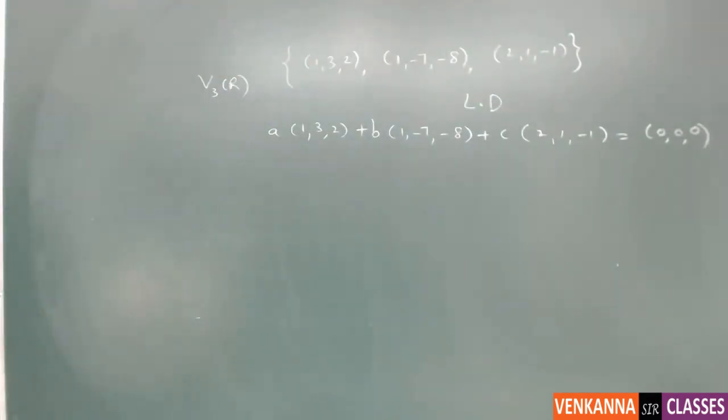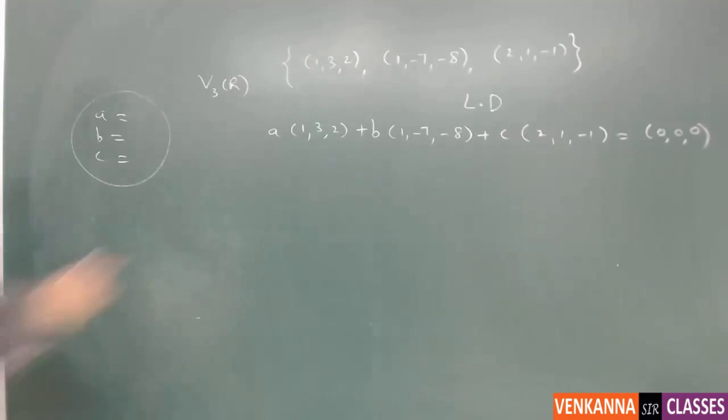So if I am able to find non-zero values for A, B, C, then I am done, because the linear combination is giving 0 for me and I can find non-zero values in place of A, B, C. So it satisfies the definition of linear dependence. Therefore, the given set is LD. Now let us write the corresponding equations here.